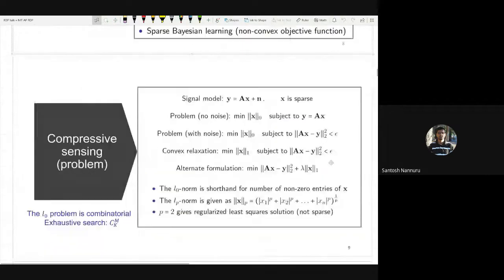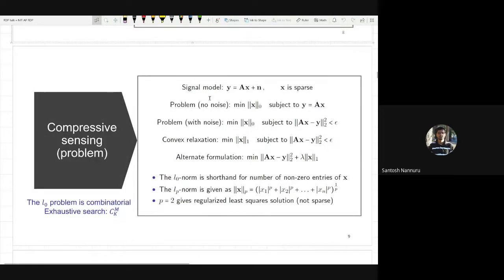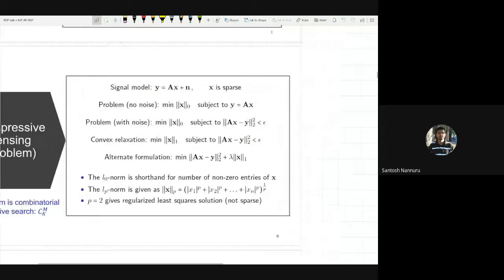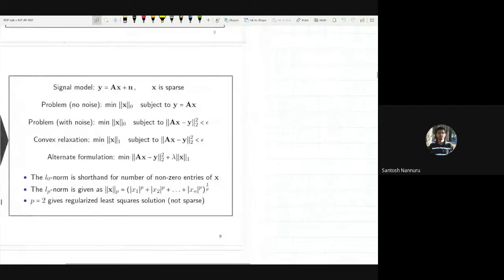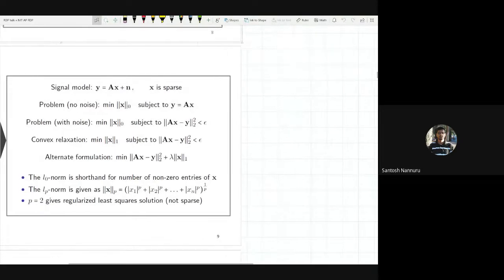Okay. So the compressive sensing, this is the lasso formulation, right? So I've written here. I don't know if I need to write. So the problem, yeah, I'll write here if I need to. Okay.